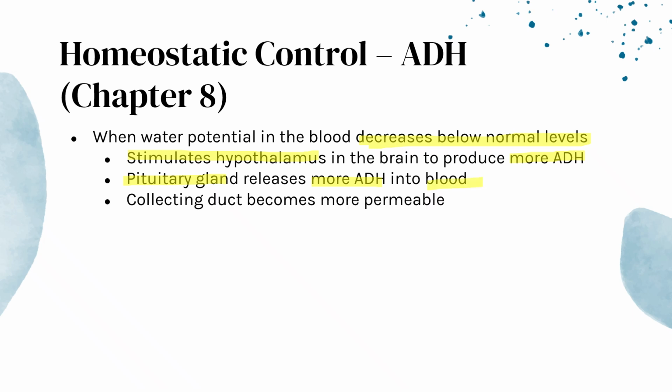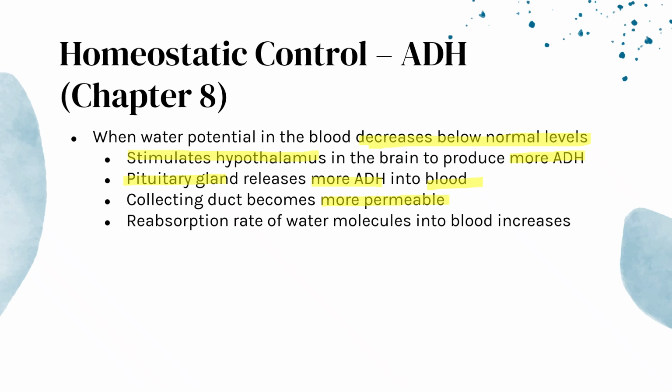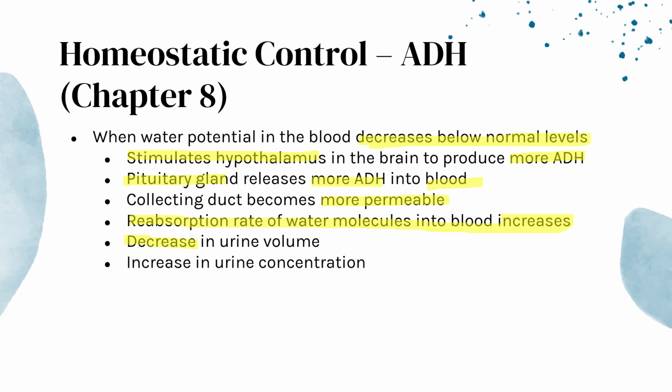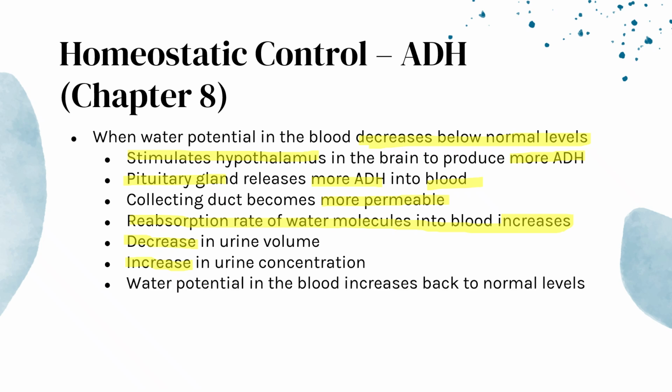The collecting duct will become more permeable so that more water molecules can be reabsorbed. When more water molecules in the collecting duct are being reabsorbed into the blood, then the urine volume will decrease because there will be less water being expelled out of the body. If there is less water being expelled out of the body, the urine actually increases in concentration. Through all this process, the water potential in the blood will increase back to normal.